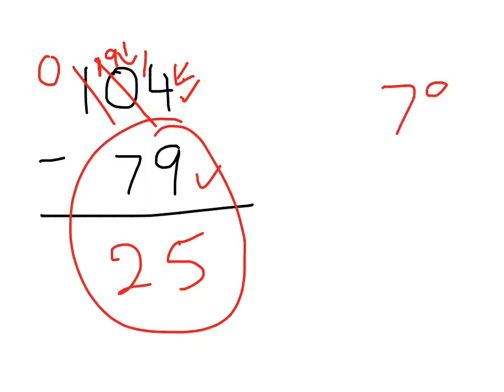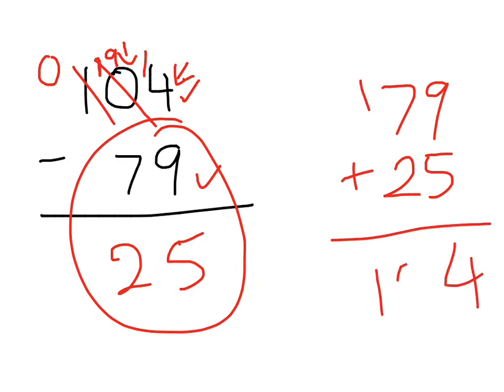Let's check 79 plus 25. If I add that, that gives me 104, correct, which is what we started with. Let's do another one.